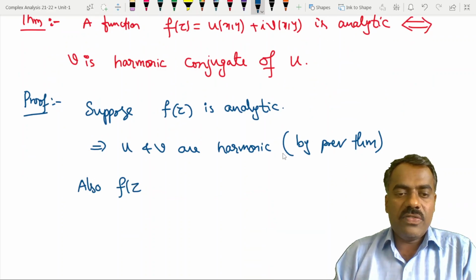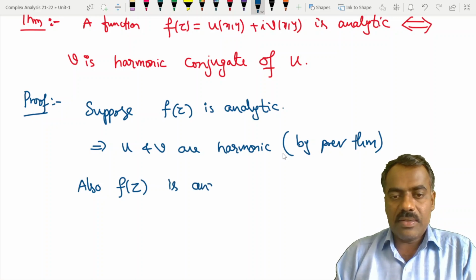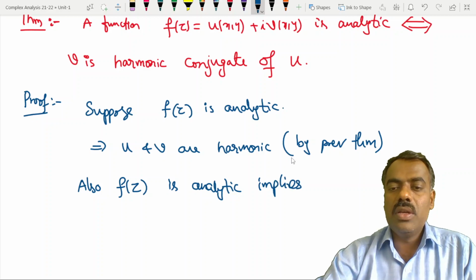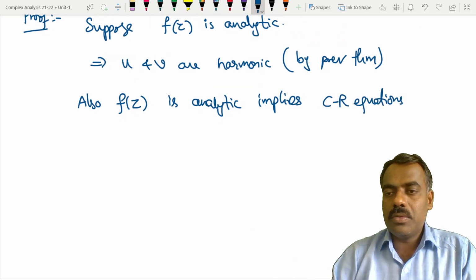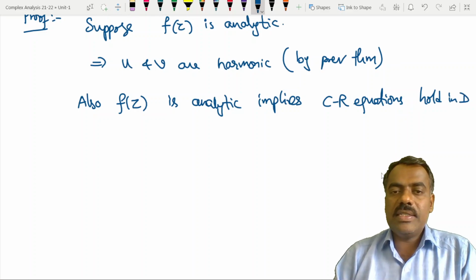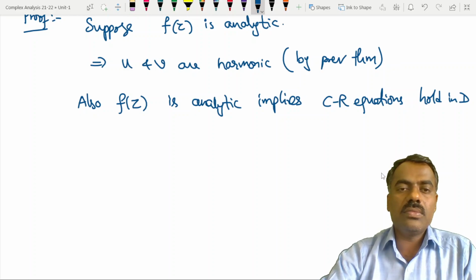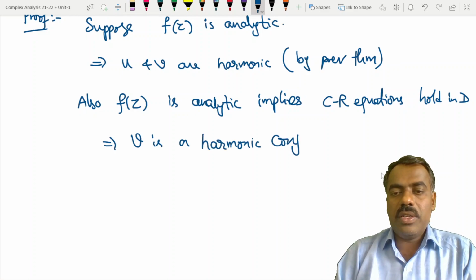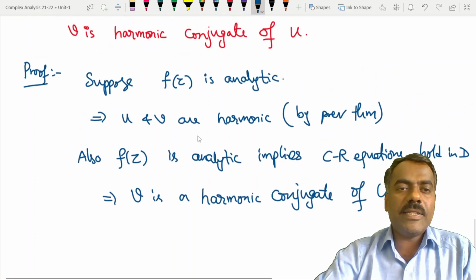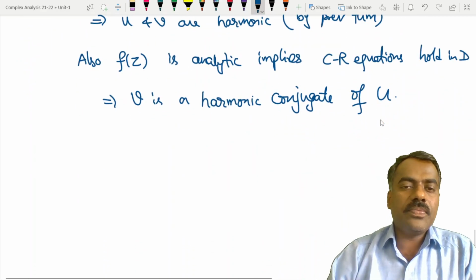Also, f(z) is analytic implies the CR equations hold in that domain, whatever domain we have defined, right? Is that clear? This implies V is a harmonic conjugate of U, right? Now take conversely.